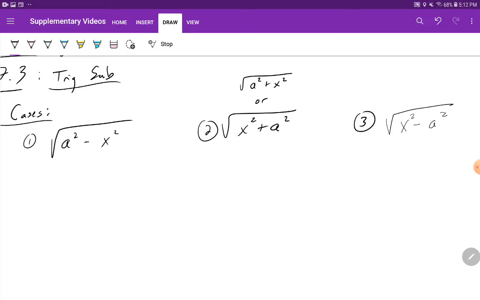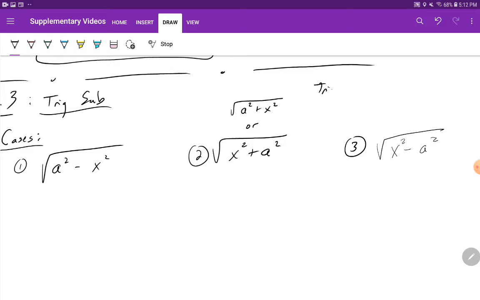Do you remember your trig identities? One of them was sine squared theta plus cos squared theta is equal to 1. I think the other one was tangent squared of theta plus 1 is equal to secant squared. These come back exactly here with the trig sub, and you're going to see how it works out in each case.